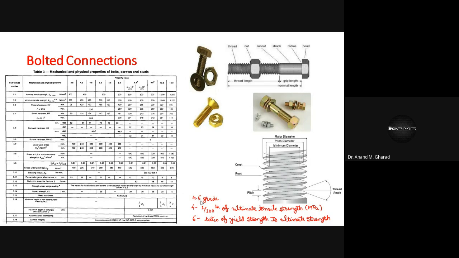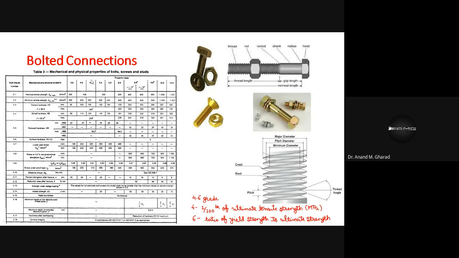And what about this 0.6, or rather 6? 6 is nothing but the ratio of the yield strength to ultimate strength. The ultimate strength we know, that is 400 MPa. What should now be the yield strength as per this? If it is 0.6, what should be the value of yield strength? Will it be 240? If I consider 0.6, it should be 240 MPa. So that is the physical meaning.